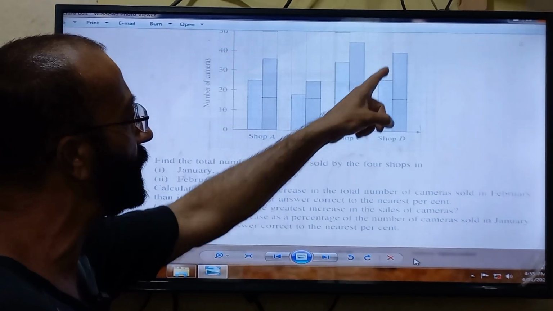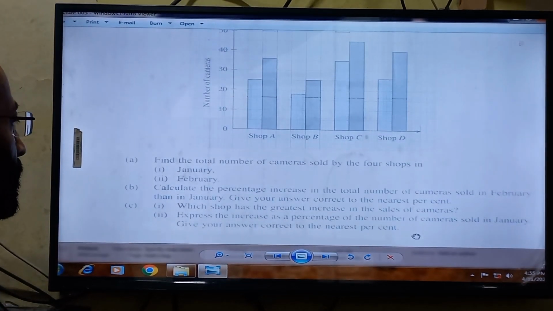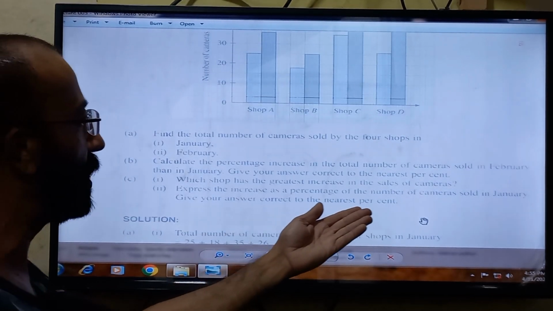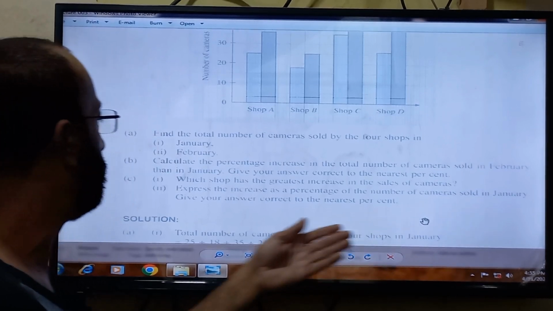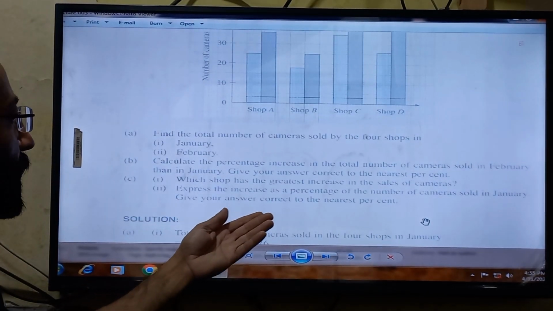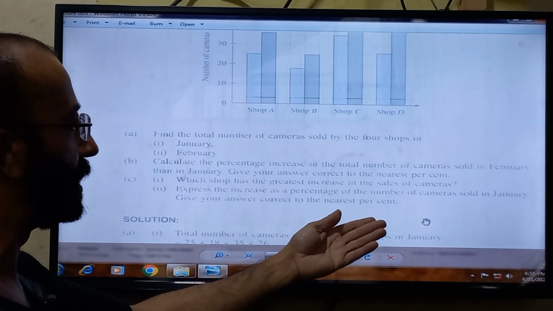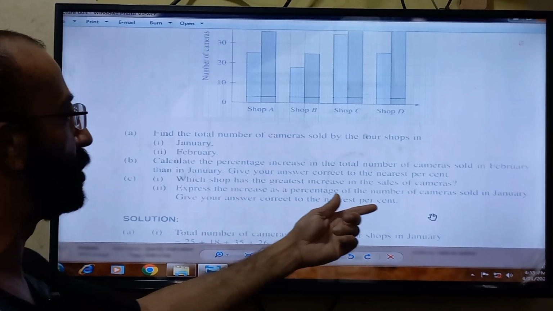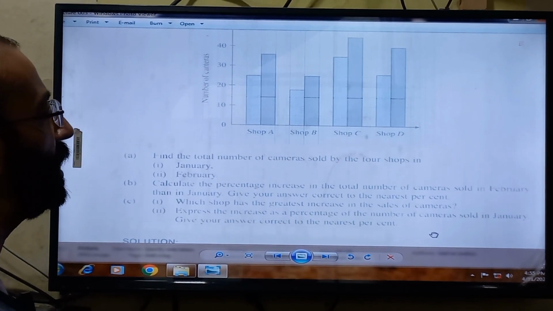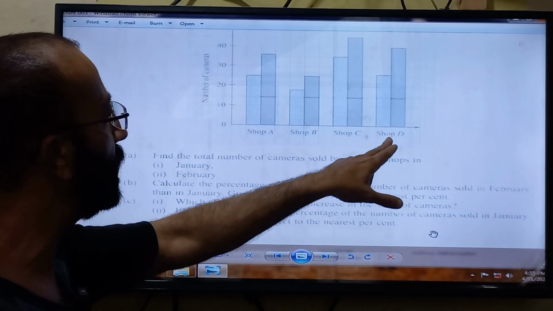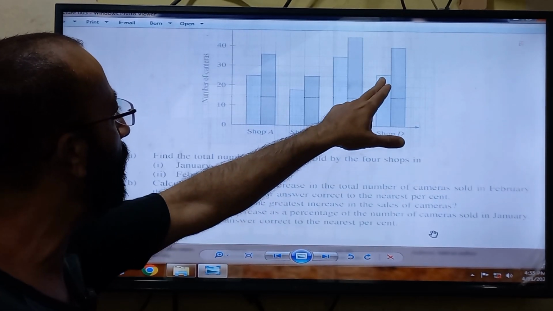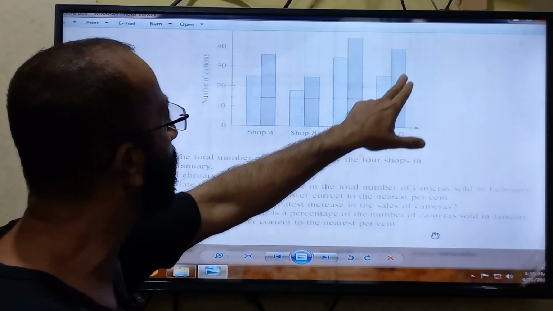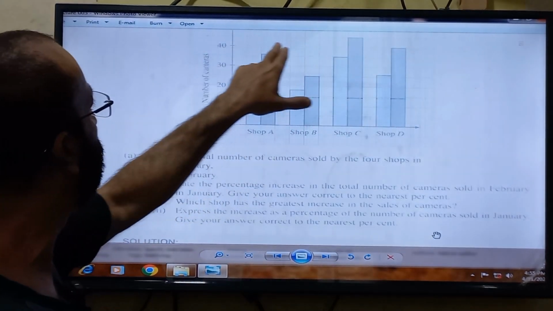So this seems the greatest increase. Next is to express the increase as a percentage of the number of cameras sold in January. Give your answer correct to the nearest percent. So percentage increase as a percentage of the number of cameras sold in January. January's amount for shop D is 26 and February's number is 40.